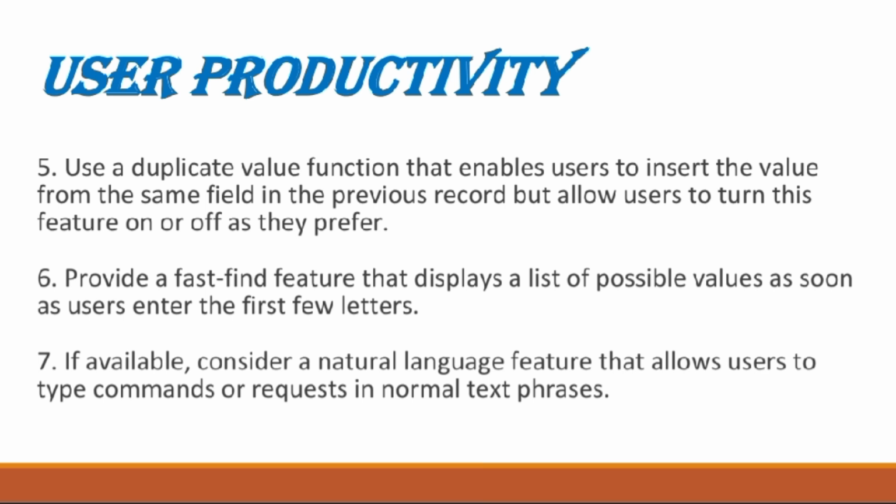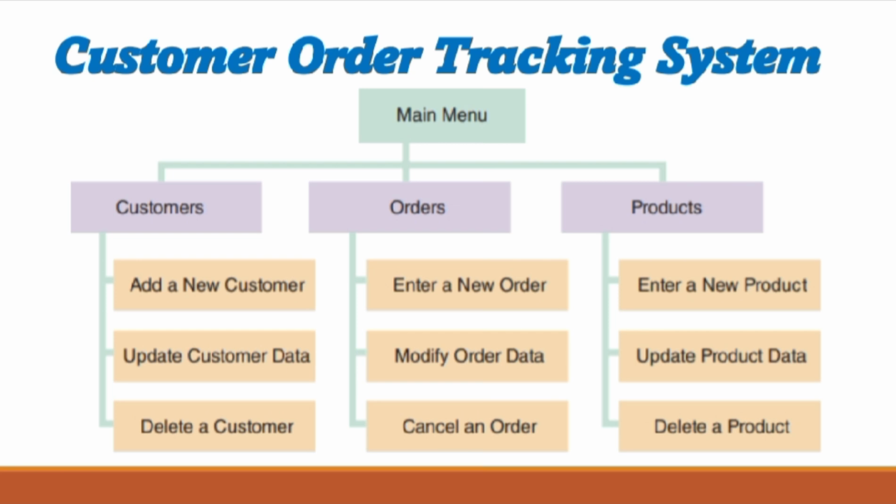So, now let's look at an example ng simple menu system. Ito yung sample menu para sa isang customer order tracking system. Makikita natin dito na divided into categories. May options for customers, orders, and products. Under each category, merong specific actions like add, update, delete, or cancel. Ganito dapat ang layout ng UI, simple, organized, at madaling intindihin ng user. Kapag ganito ka-clear ang structure, mas mabilis mag-navigate ang user at mas less chance ng error.